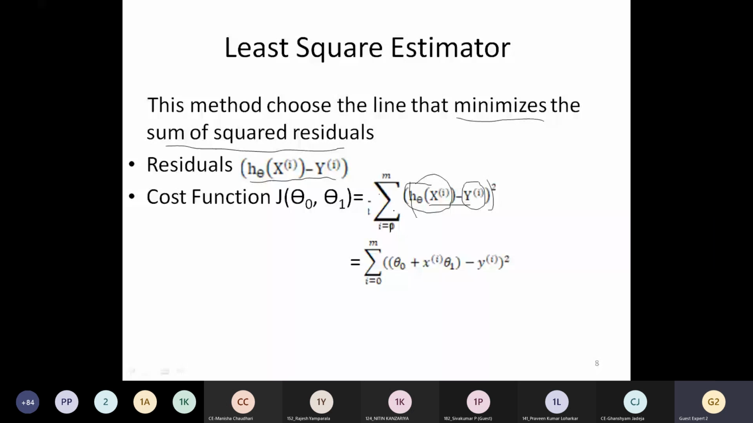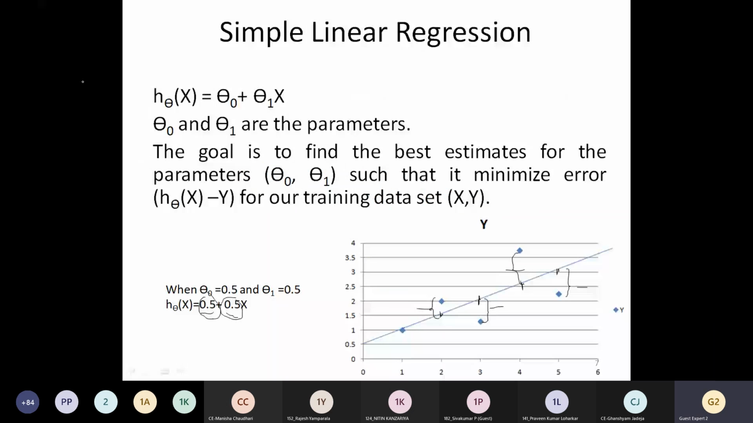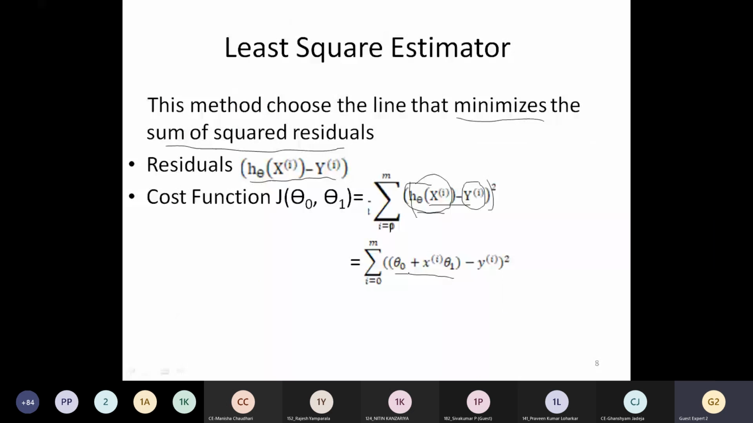This cost function should be minimized. Okay, now here if we substitute the value of h theta x, which is equal to theta 0 plus theta 1 x, we put that value in this equation, so we get the sum of (theta 0 plus x theta 1 minus y) whole square. So this is our cost function.